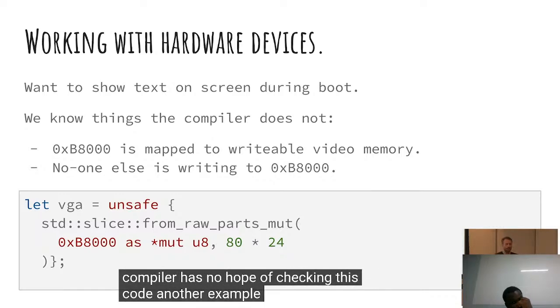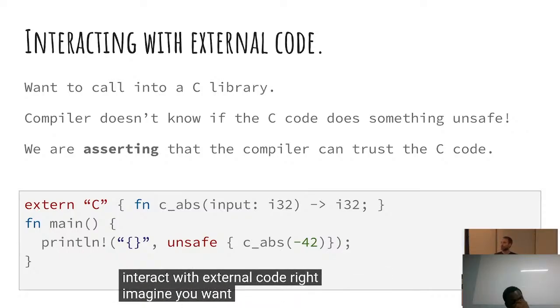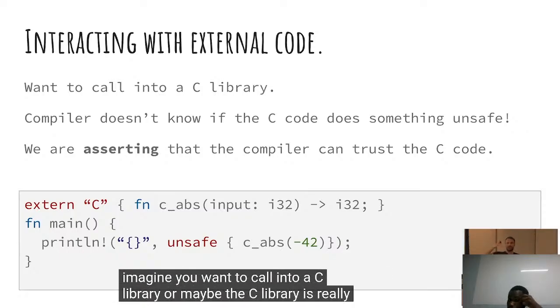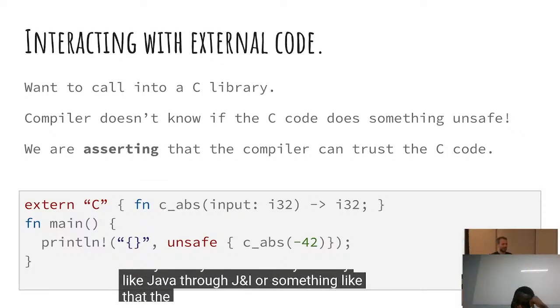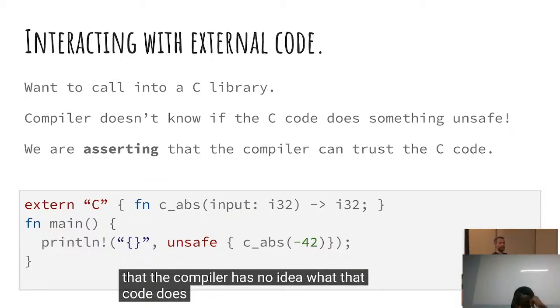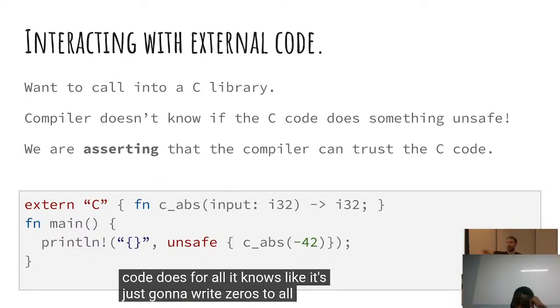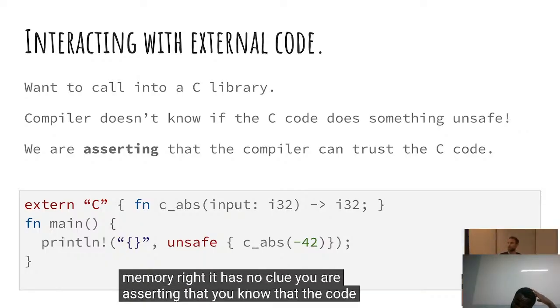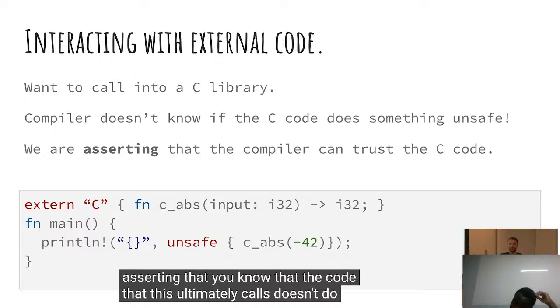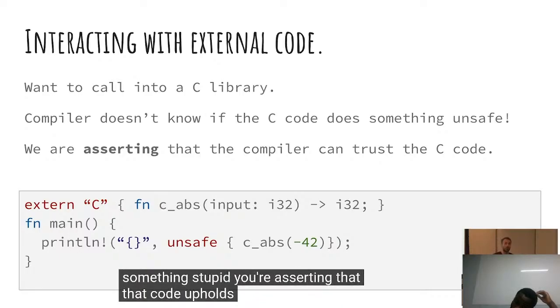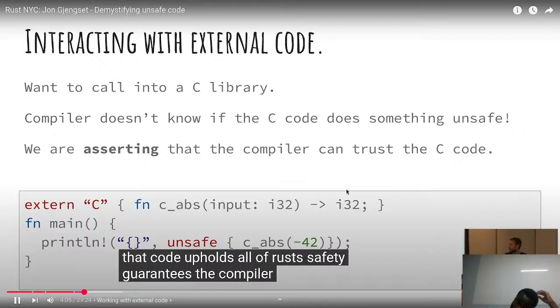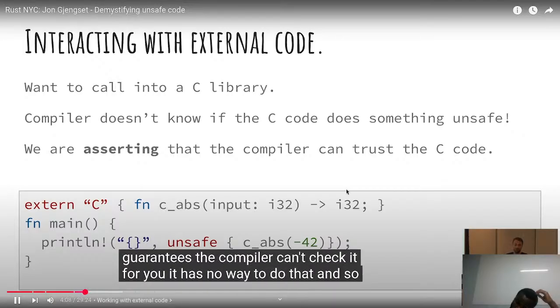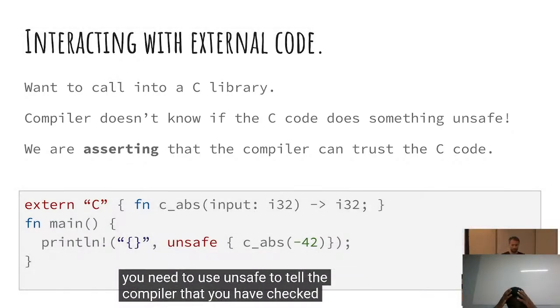checking this code. Another example is when you want to interact with external code, right? Imagine you want to call into a C library, or maybe the C library is really Java through JNI or something like that. The compiler has no idea what that code does. For all it knows, it's just going to write zeros to all of memory, right? It has no clue. You are asserting that the code this ultimately calls doesn't do something stupid. You're asserting that that code upholds all of Rust's safety guarantees. The compiler can't check it for you. It has no way to do that. And so you need to use unsafe to tell the compiler that you have checked.